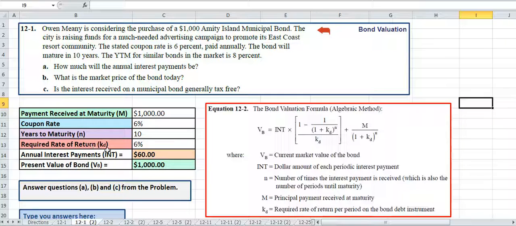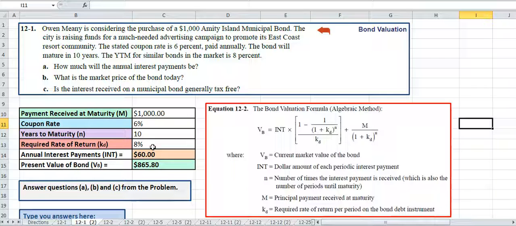But if the required rate is above the coupon rate, and in this case it's 8%, then in order to entice Owen to buy this bond, the bond needs to be sold at a discount price, so that he's actually going to get paid back more in 10 years. That's about $135 more than he paid, and that's going to make up for foregoing the opportunity cost of the 8% he could have earned in the market.